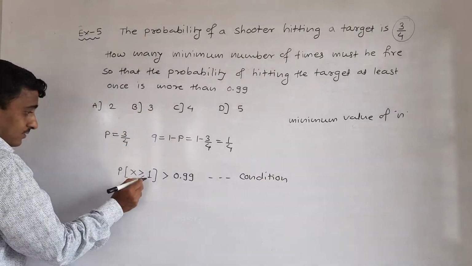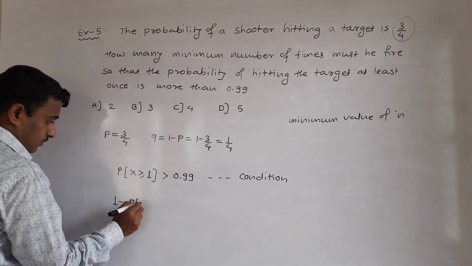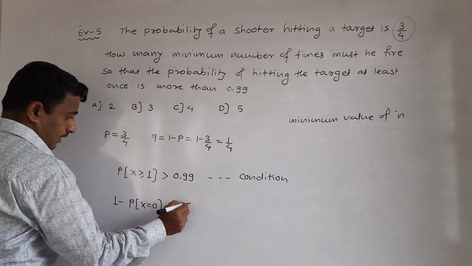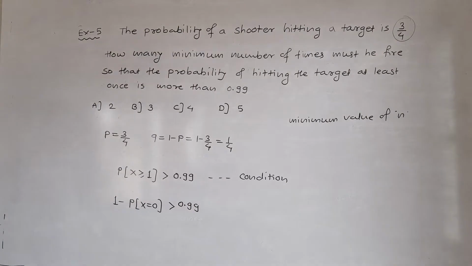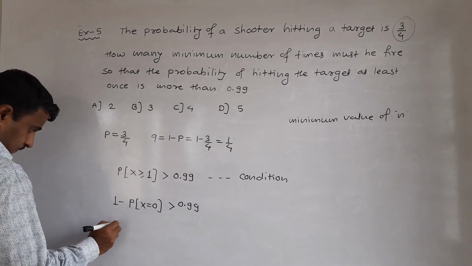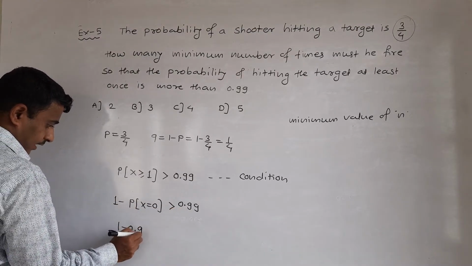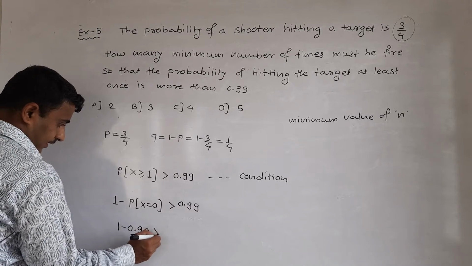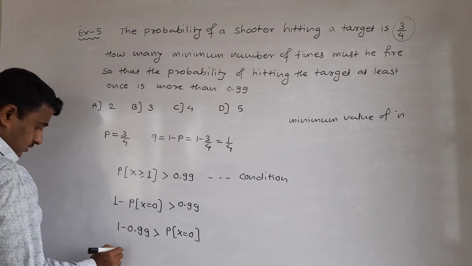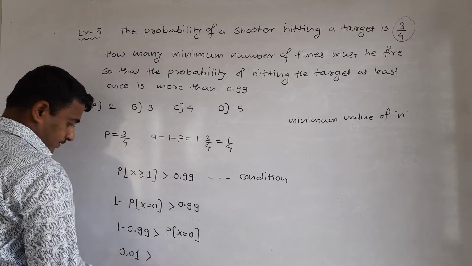Now probability of x greater than or equal to 1 means 1 minus probability of x equal to 0, and this is greater than 0.99. Transferring, 1 minus 0.99 is greater than probability of x equal to 0. Now this calculation: 0.01 is greater than probability of x equal to 0.